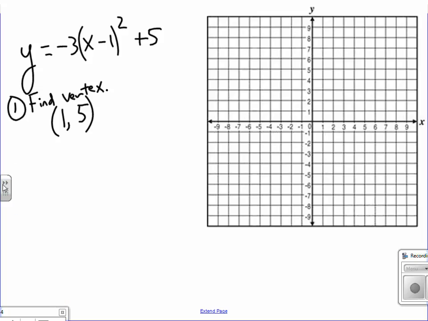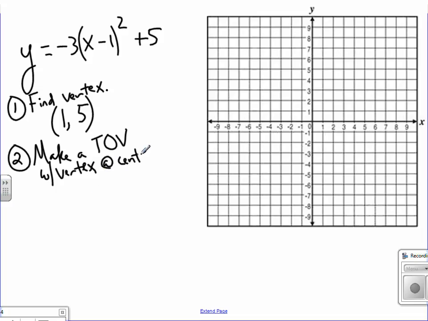And let me write this first. Step 2, make a TOV. Okay, TOV, table of values, with vertex at center. I don't have a lot of space, so I'm going to paraphrase. With vertex at center. And when I say at center, I mean the center of the table. You can do as many points as you want, but I recommend we do 5 points.